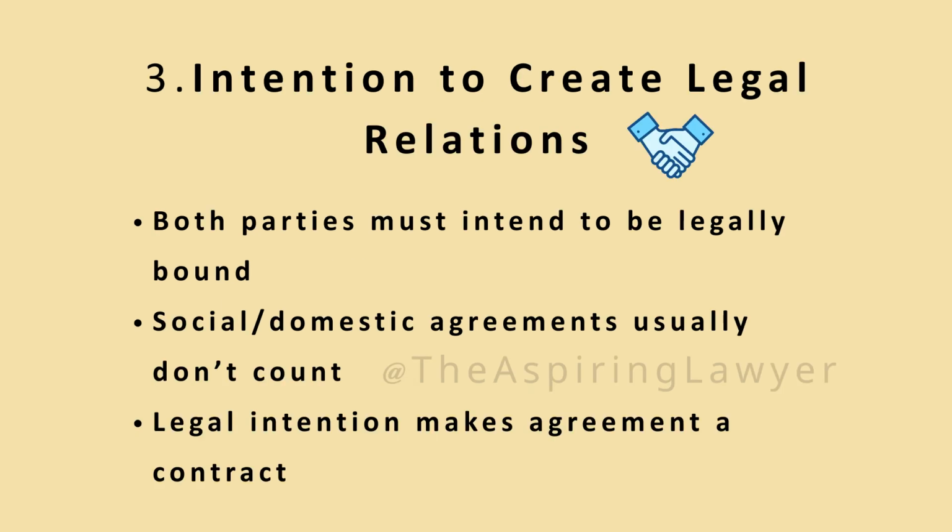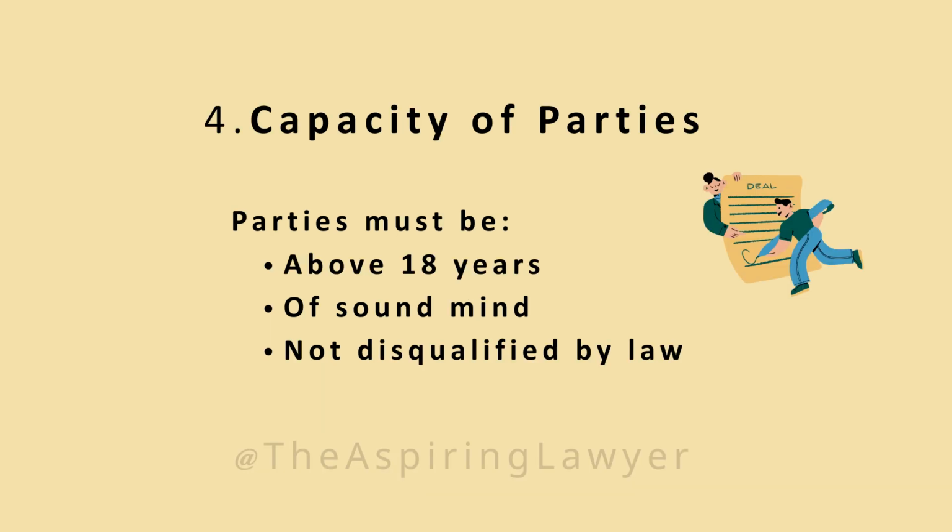Third element is intention to create legal relations. If two friends agree to meet for dinner, it's not legally enforceable. But in a business contract, both parties clearly intend to be bound by law. Fourth is capacity to contract. Minors, people of unsound mind या जो law के through disqualified हैं, they can't enter a valid contract. So both parties must be capable legally.